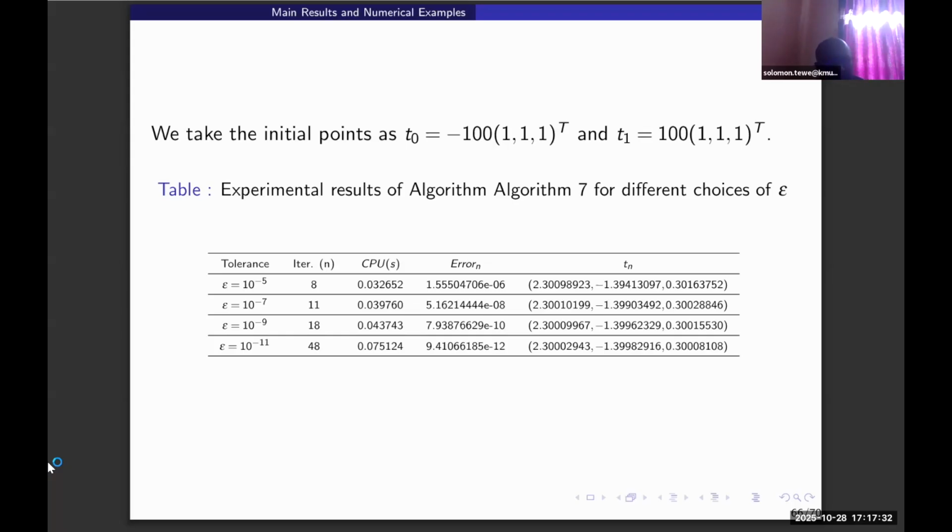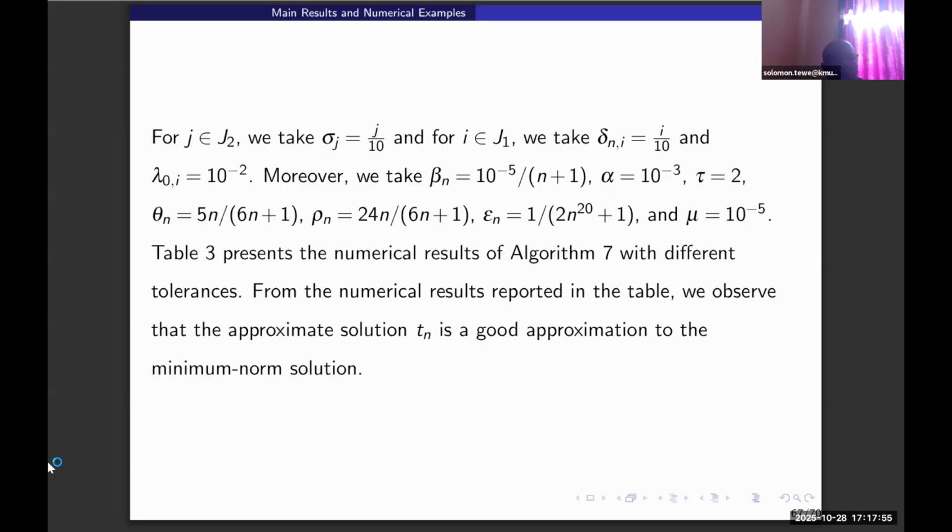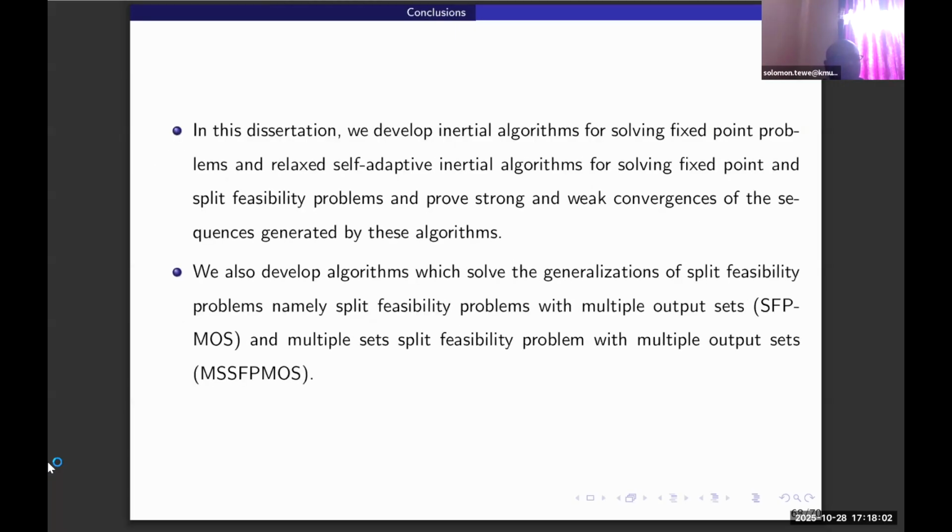We consider different tolerance stopping criteria like 10 raised to minus 5, 10 raised to minus 7, 10 raised to minus 9, 10 raised to minus 11. In all cases, even though the number of iterations increases from 8 to 11, 18, and 48, we can see that the solution is close enough to the exact solution, which is shown here. And we also take suitable parameters, which will help us converge.